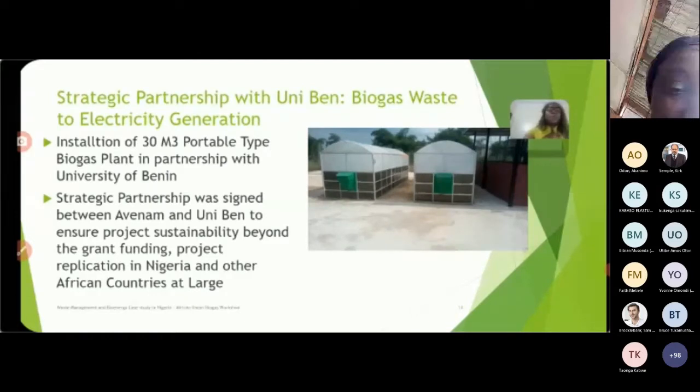We also have a project we did in partnership with Uniben. This project was installed for electricity generation. It's to help optimize the biogas technology and also to do a proper feasibility study and see the feasibility of embarking on commercial sized biogas plants here in Nigeria.